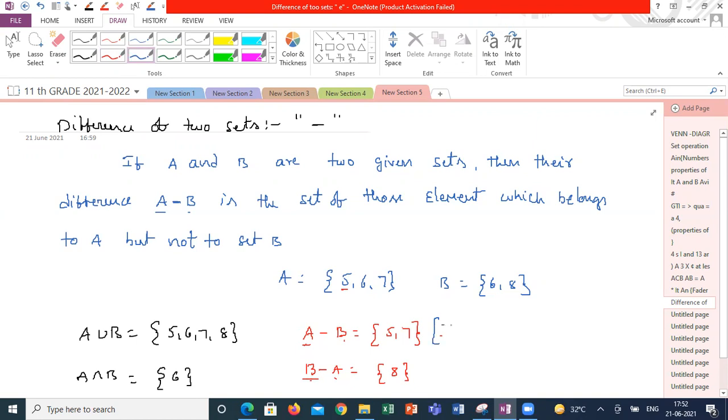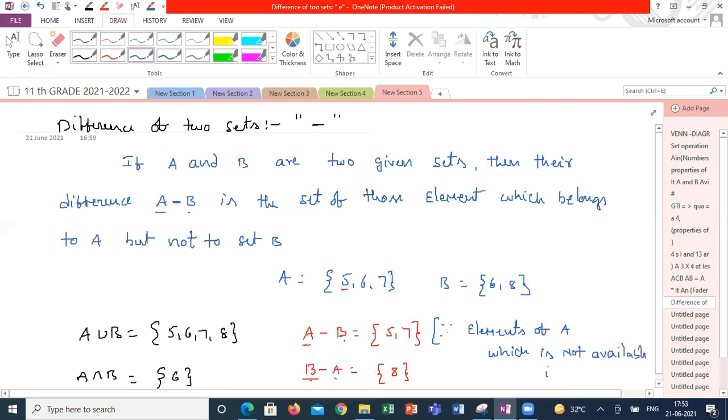Guys, is there anything wrong in my statement? Elements of A which are not available in B. I can write it like this also, as the meaning of A difference B. So 5, 6, 7 are the elements of A, but 6 is available in B. So omit 6 and collect the remaining elements. That is the meaning of difference. Is it clear, guys? What is the meaning of difference?